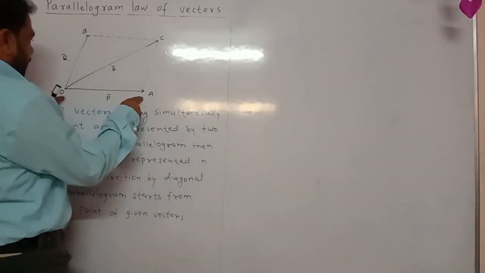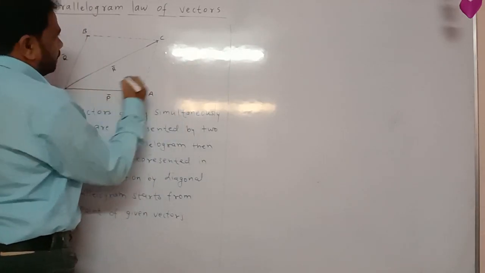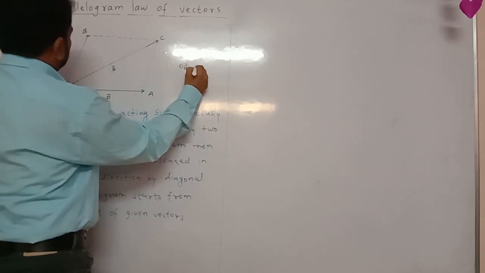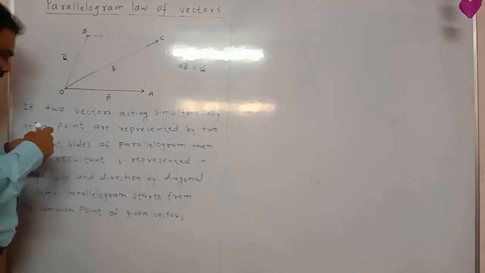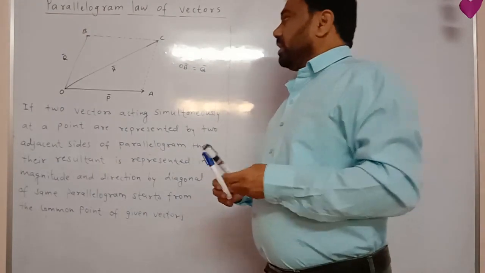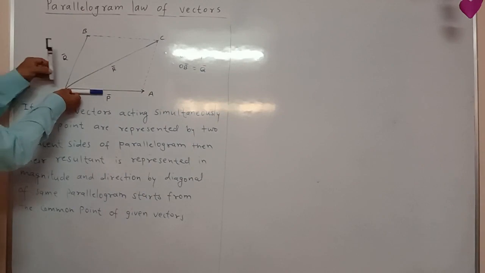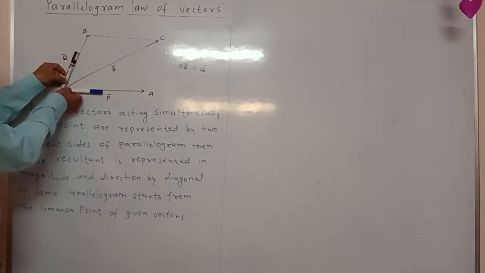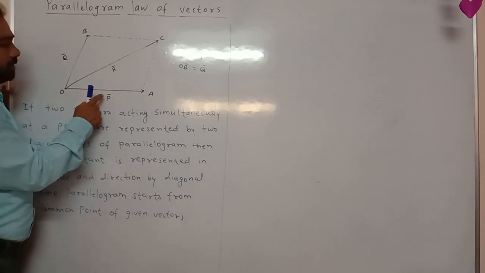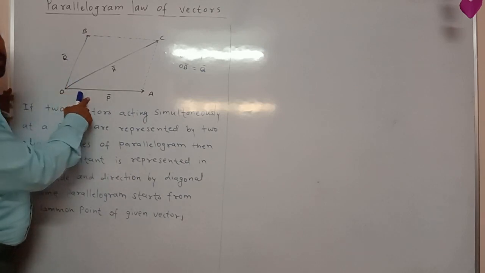So vector OA is represented by vector P, and vector OB is represented by vector Q. So two vectors are here and they start from a common point. See here, suppose this is vector P and this one is vector Q. They are starting from a common point. So O is the common point for vector P as well as vector Q. Therefore, these two vectors are co-initial vectors.